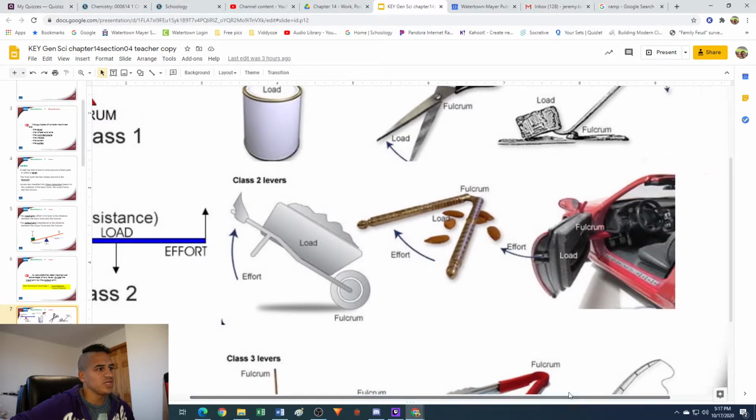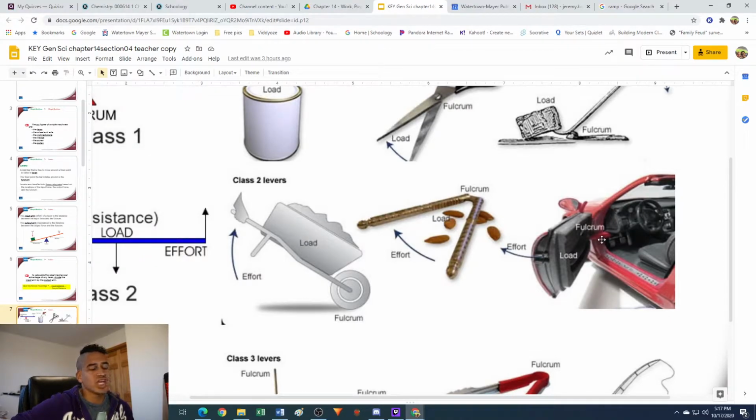Another example of this would be a nutcracker. So you have, of course, the fulcrum or the pivot point at one end, where you grab and squeeze, okay, is the input on the other end, and then the thing you're trying to break is the nut that's in the middle, and that is the resistance or the load.